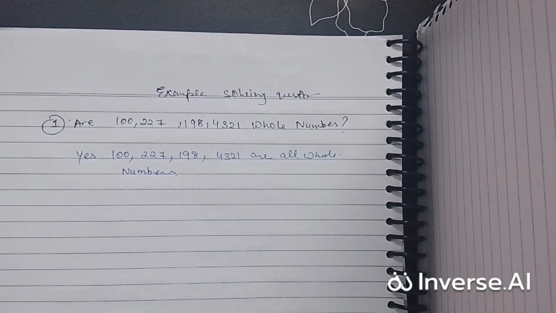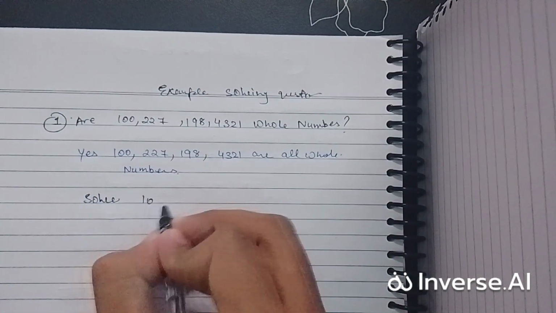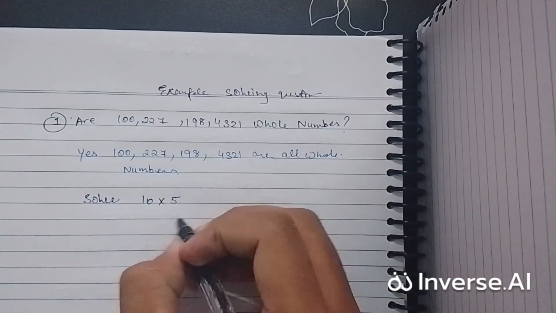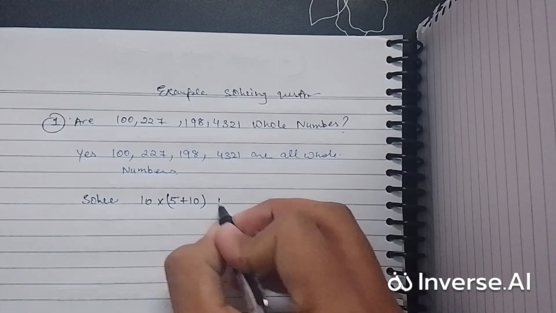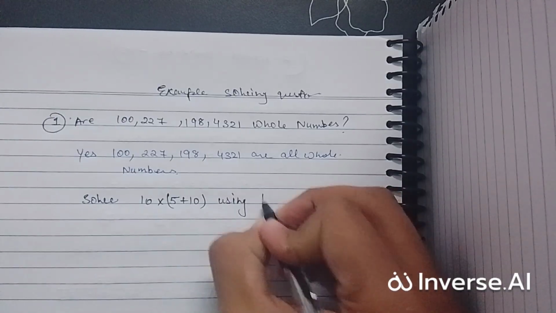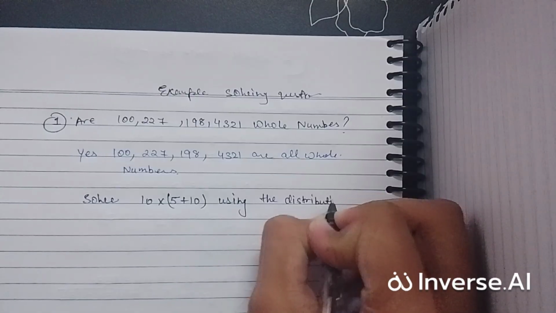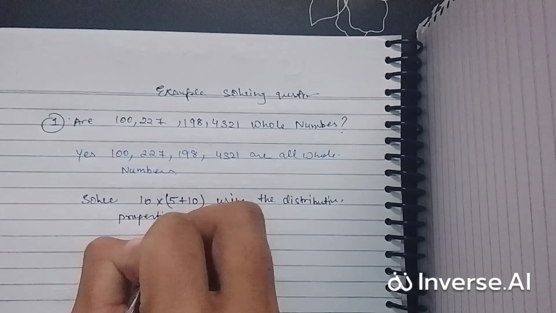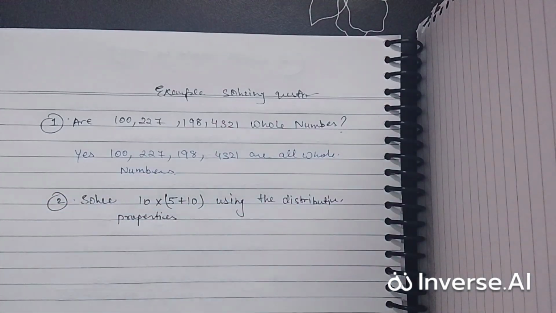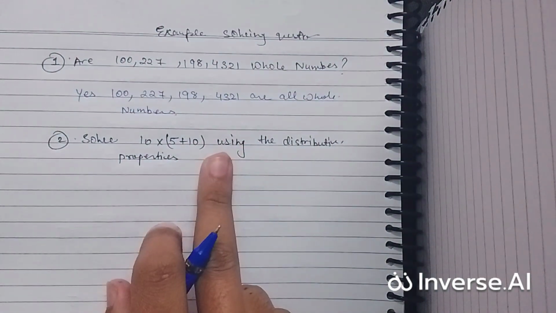For the second example, solve 110 × (5 + 10) using the distributive property. So will you solve this question and comment the answer?